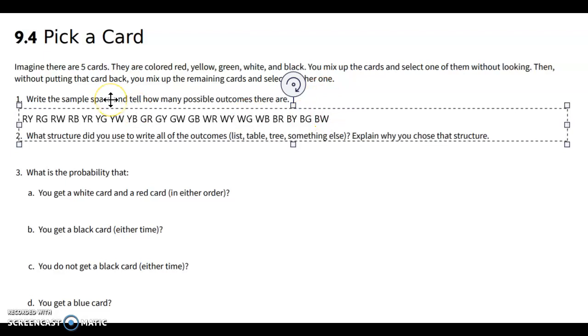So here's all our possible answers that we could have. And how many are there? Well, there's 4 for each color: red, yellow, green, white, or black. So there's 5 times 4, so there's 20 possible answers. 1, 2, 3, 4, 5, 6, 7, 8, 9, 10, 11, 12, 13, 14, 15, 16, 17, 18, 19, 20. So there are 20 total outcomes.